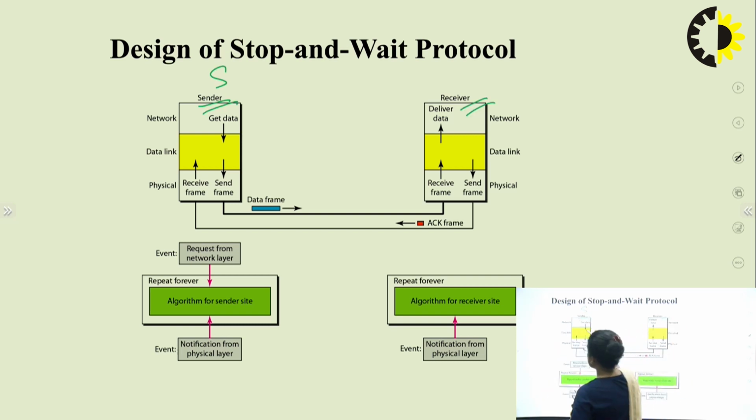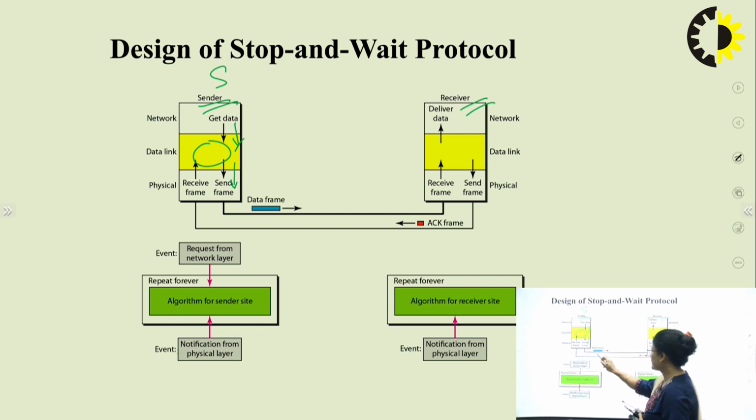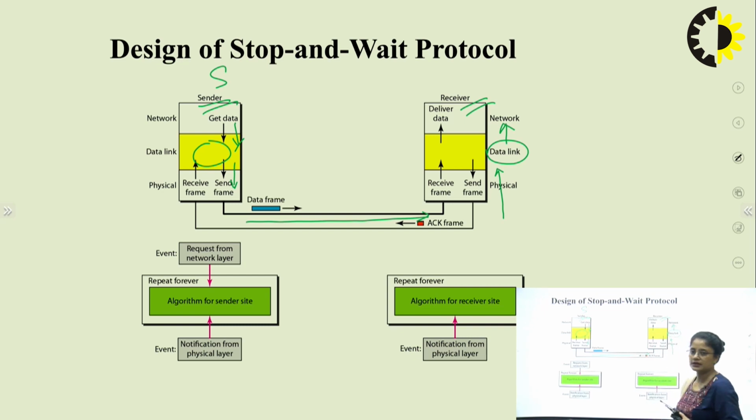So at the sender's end, the data link layer gets the data from the network layer, makes the frame, and sends the frame to the physical layer, via which the frames are transmitted in the transmission medium. Then at the receiver's end, the frame reaches the physical layer. From the physical layer, the frame enters the data link layer, which will deliver it to the network layer.